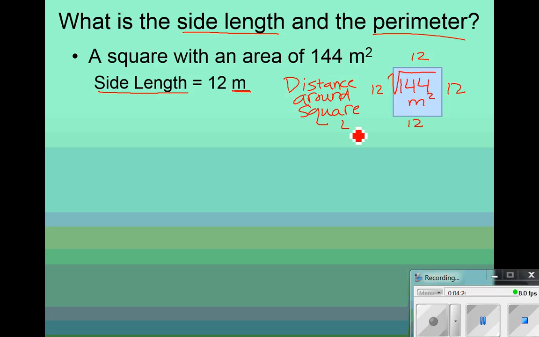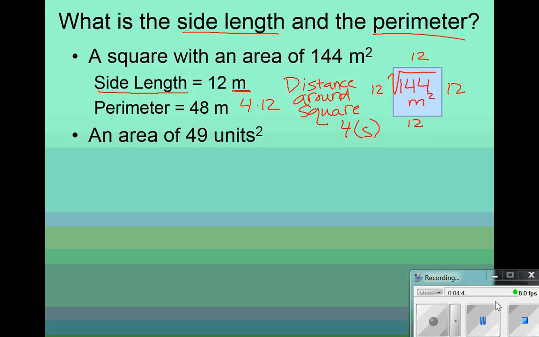And so for that, we could do 4 times whatever the side length is. And I know my side length is 12. So 4 times 12 is 48. So I know my perimeter is 48 meters.